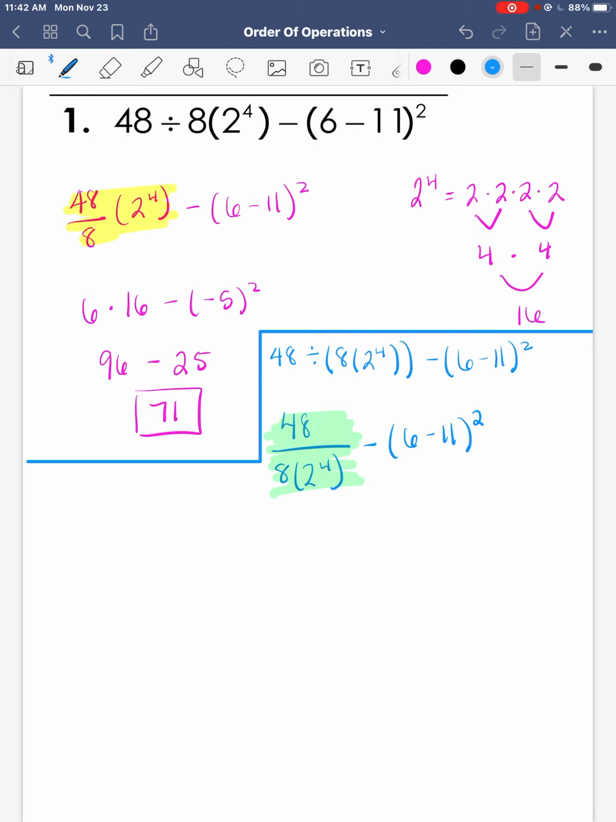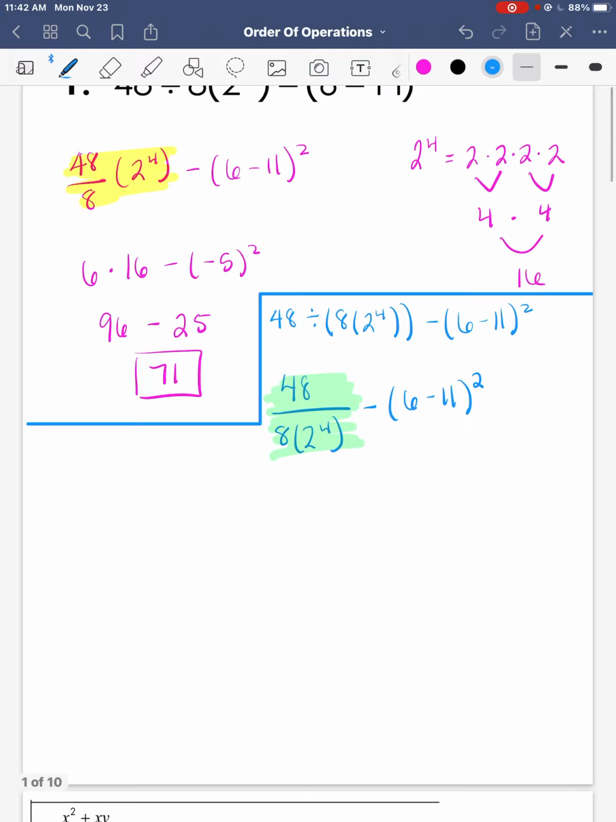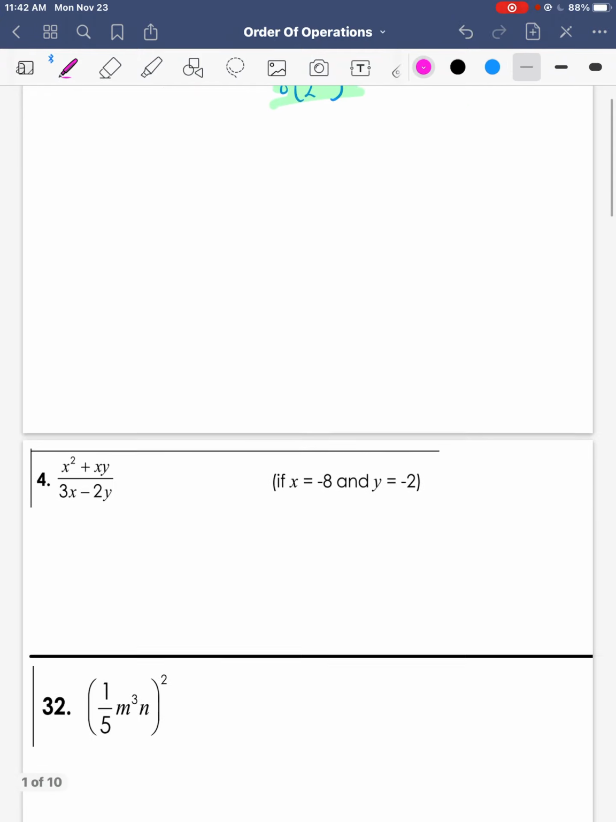Okay? But 71 is your correct answer. If you so happen to put the one in blue in your calculator, then you will get a fraction. And you will get a negative fraction. Okay? So, onward to our next example.